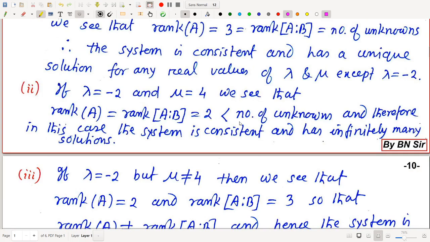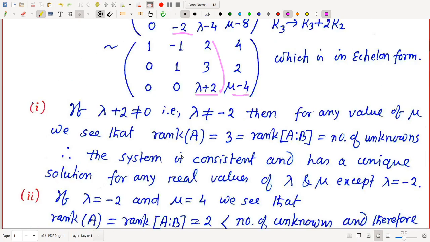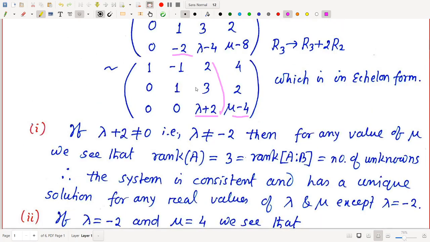2, and that is less than the number of unknowns, the number of variables, and therefore in this case the system is consistent and has infinitely many solutions, because there will be 2 equations and 3 unknowns. That's why infinitely many solutions.